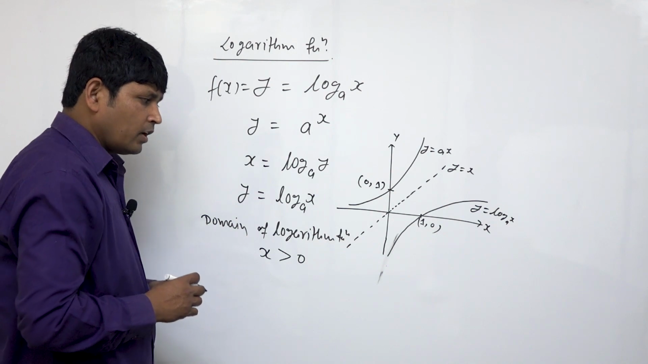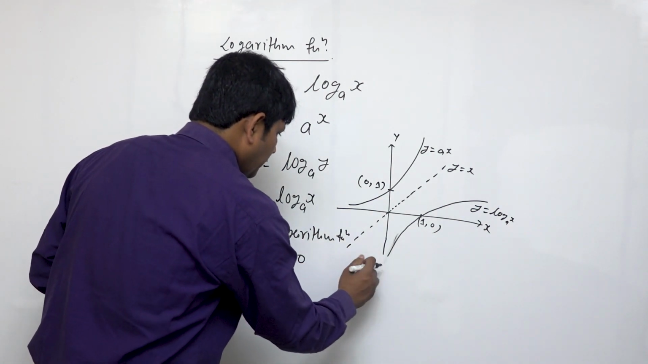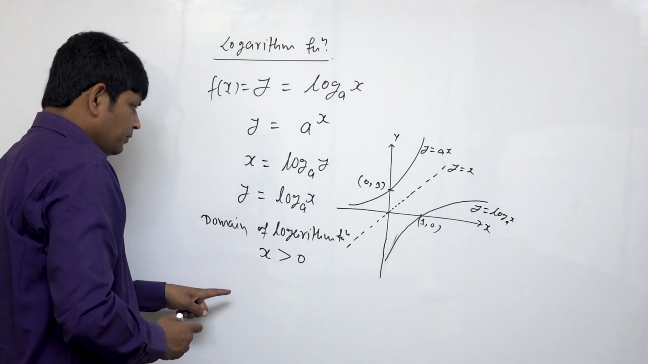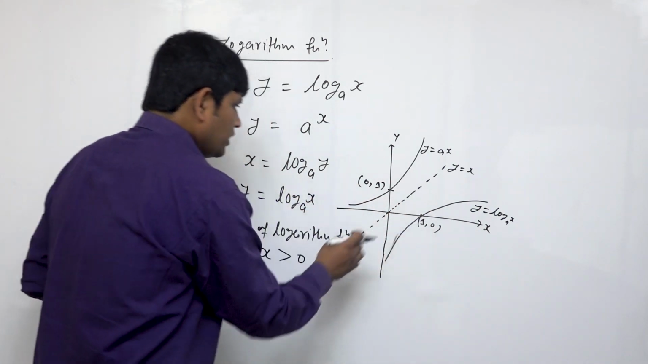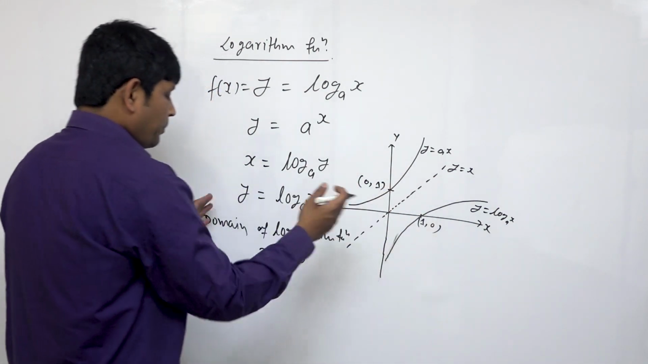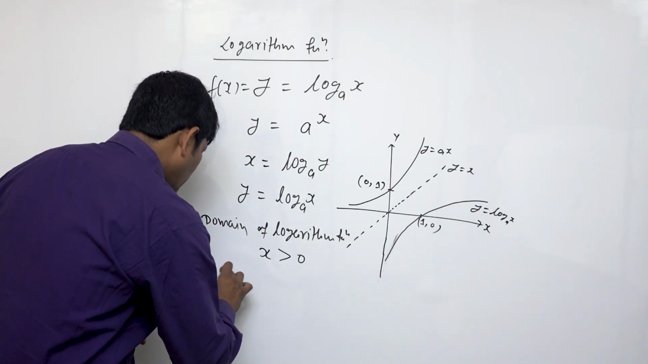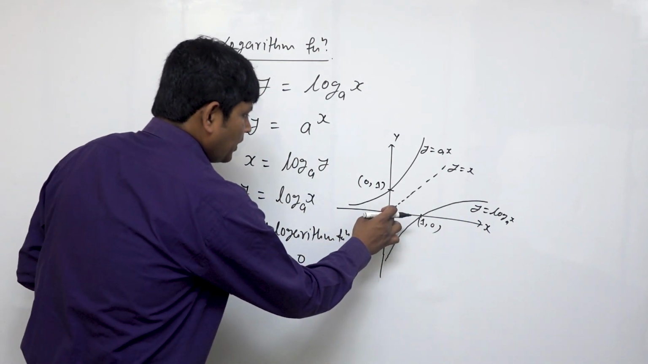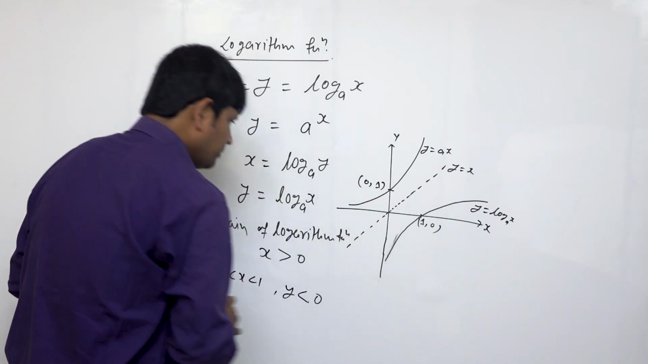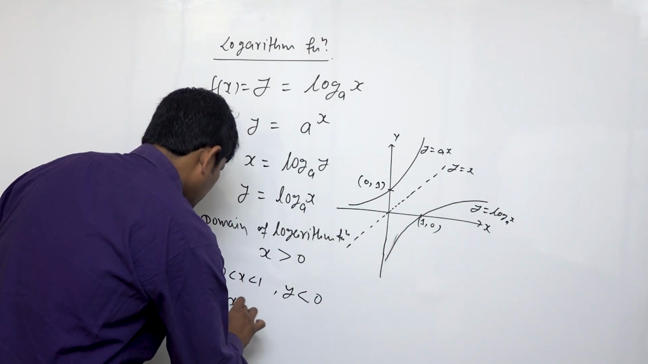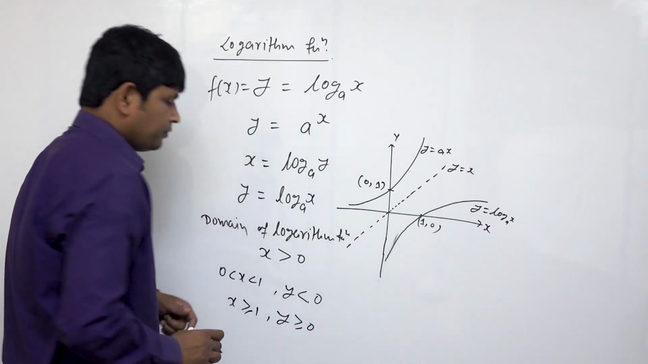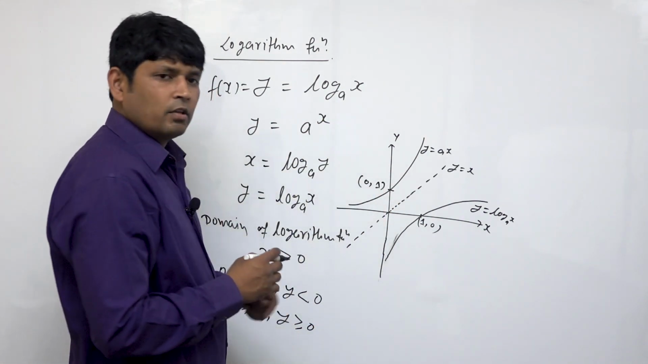And what is the range of the logarithm function? The range is all real numbers. Separately, you can see that for the value of x from 0 to 1, that is 0 is less than x is less than 1, y is less than 0, and for the value of x greater than or equal to 1, y is greater than or equal to 0. So this is the range of the logarithm function.